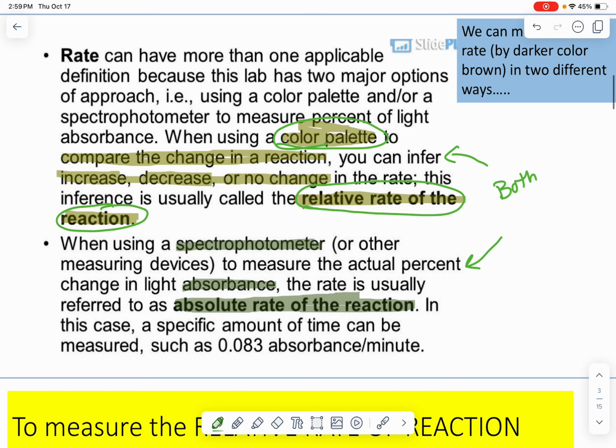The other way to measure rate of reaction is down here. The other way, and the better way, is using a spectrophotometer, which, by the way, we also call a colorimeter. It's the same thing. It's an actual measuring device, and we're going to measure the absorbance, okay? But we'll see it can also measure something called transmittance, and you might have used this in chemistry. I think I talked about it over the summer. And it's going to give us the absolute rate of the reaction. So it's going to give us a number that's going to be the same for everybody.